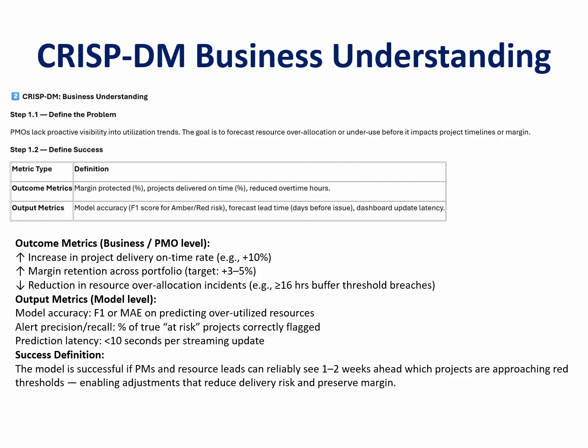Defining success, we'll be able to see the different outcome and output metrics there as they're listed. Those are basically just some conservative numbers that I went with. It would be great if we could actually get the data and see how much we do with these goals. Maybe we'll do that later in the course. That would really be fun, and have an actual model. But basically, our definition of success is, can we reliably see, at a minimum, 1 to 2 weeks ahead of time, which projects are approaching red thresholds? And I've got those thresholds defined here in a later slide for you to see.